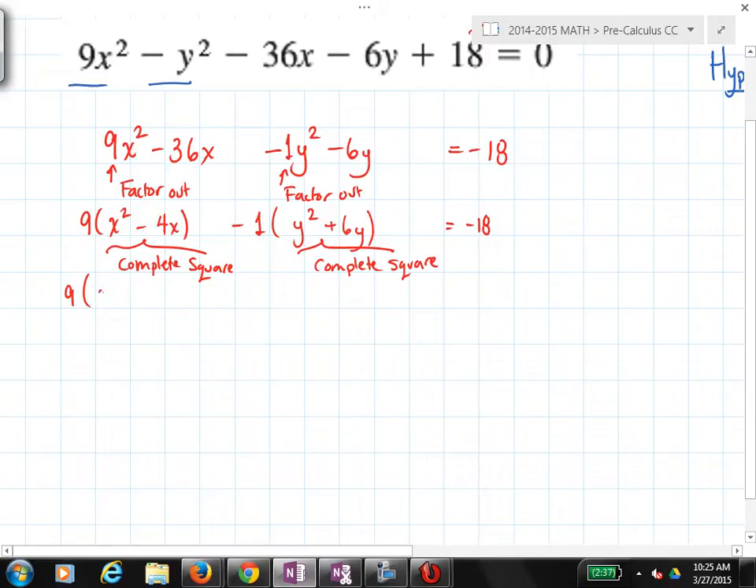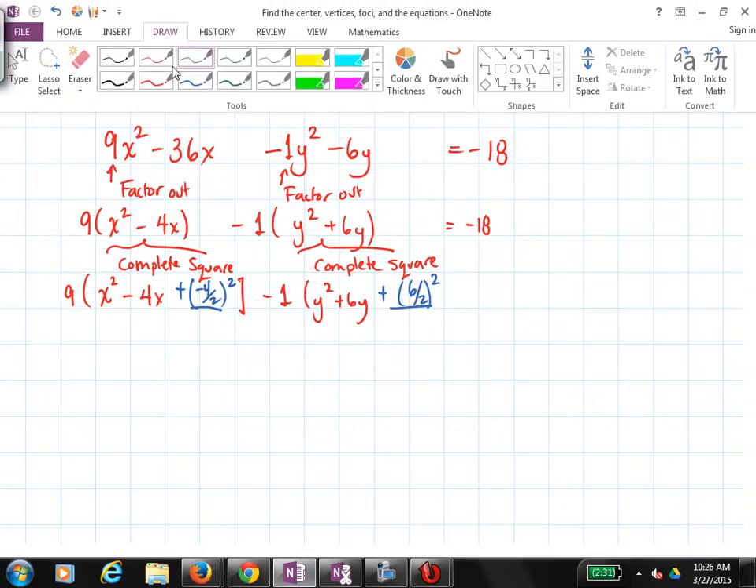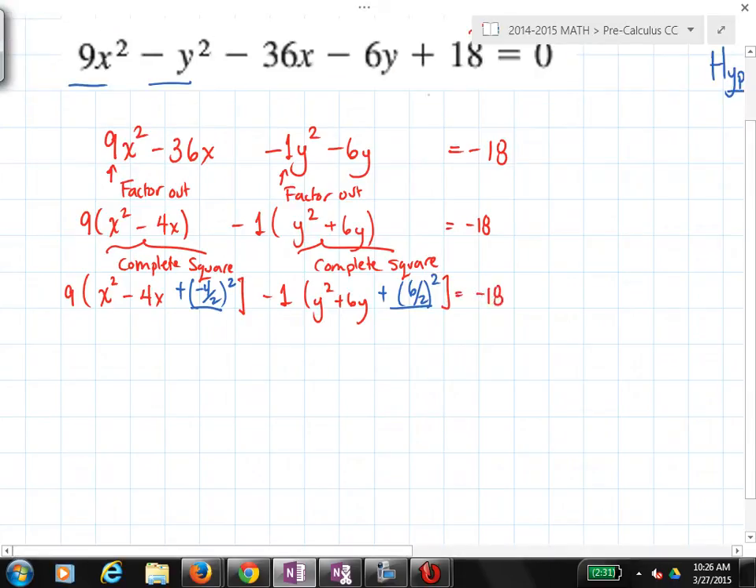And the setup is, I'm going to do 9 parentheses x squared minus 4x plus some blank. And remember, we talked about this, it's basically going to be this coefficient divided by 2 and then squared. If you want to evaluate and put the result there, that's fine. But remember, when we condense it, it really doesn't affect what this number is. At the end over here, it will. Y squared plus 6y plus, again, this time the coefficient is 6, 6 divided by 2 squared, is equal to -18. And I have to balance things out.